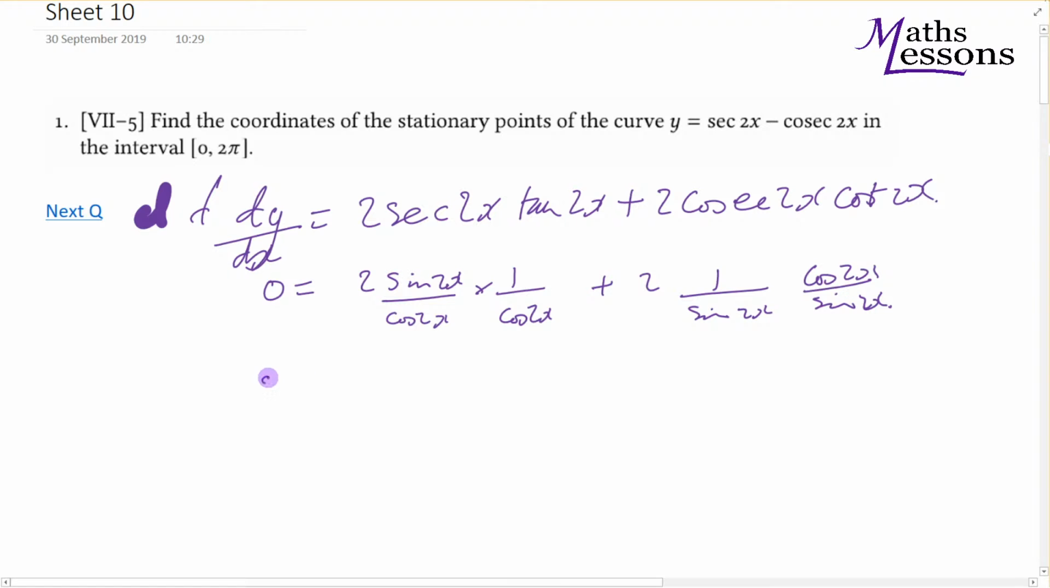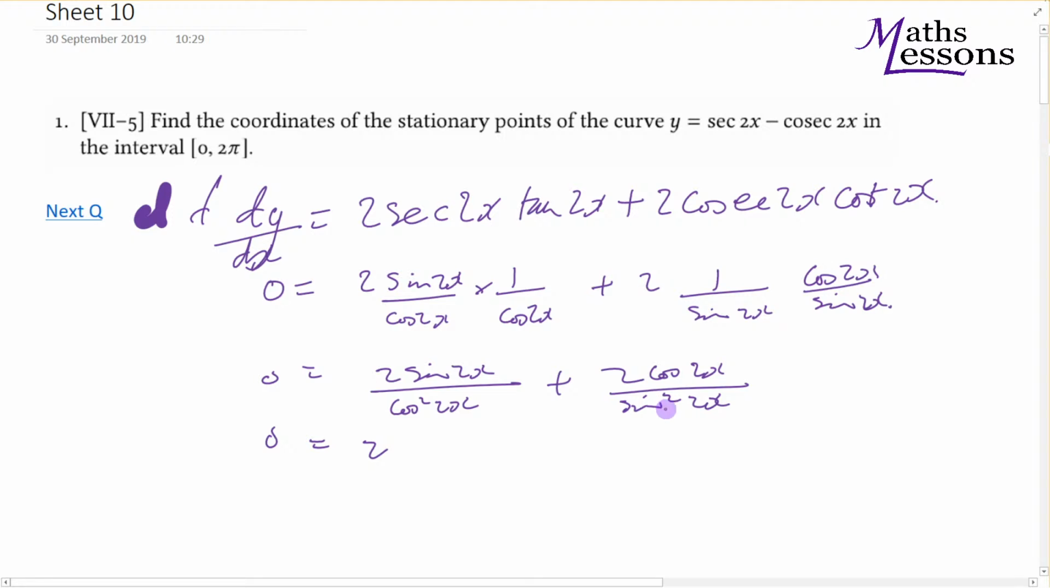So what we get is equal to 2 sine 2x over cos squared 2x plus 2 cos 2x over sine squared 2x. What we're going to try and do is add these together as a single fraction. So I'm going to multiply top and bottom of this by sine squared, and top and bottom of this by cos squared. So that is equal to 2 sine cubed 2x plus 2 cos cubed 2x all over cos squared 2x sine squared 2x.